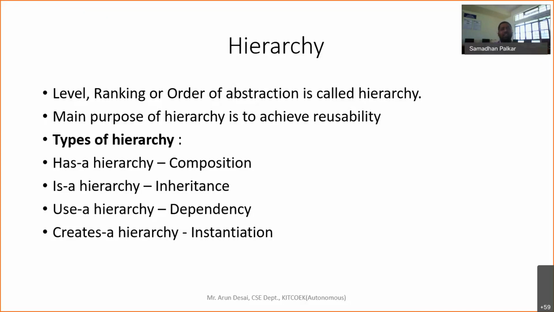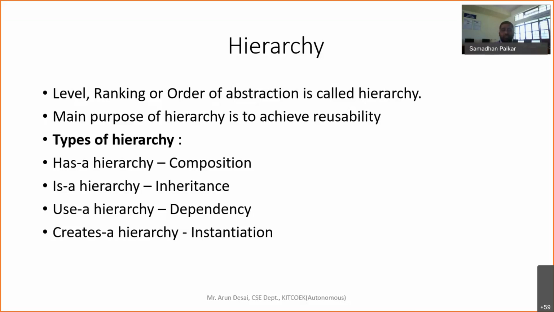Use a hierarchy is called dependency. That means one class basically depends on another class, wherein it does not use anything from that class. Whatever data members or member functions are there, they are not used by the other class as long as only dependency is there. This is simply called a uses hierarchy. And creates a hierarchy is called instantiation. Just creating an object from a class is simply called a creates hierarchy, or instantiation.